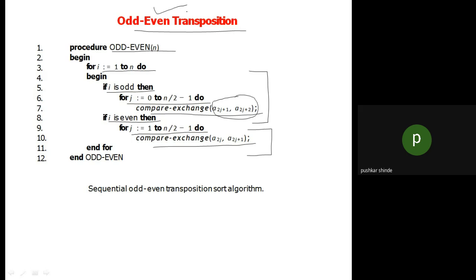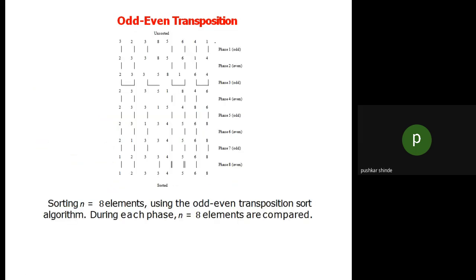So bubble sort, which didn't have concurrency or parallelism in it, is modified to odd even transposition. So instead of directly comparing consecutive numbers, odd index numbers are compared when i is odd, and even index numbers when i is even, and they are exchanged. Okay, so see here they have given an example.